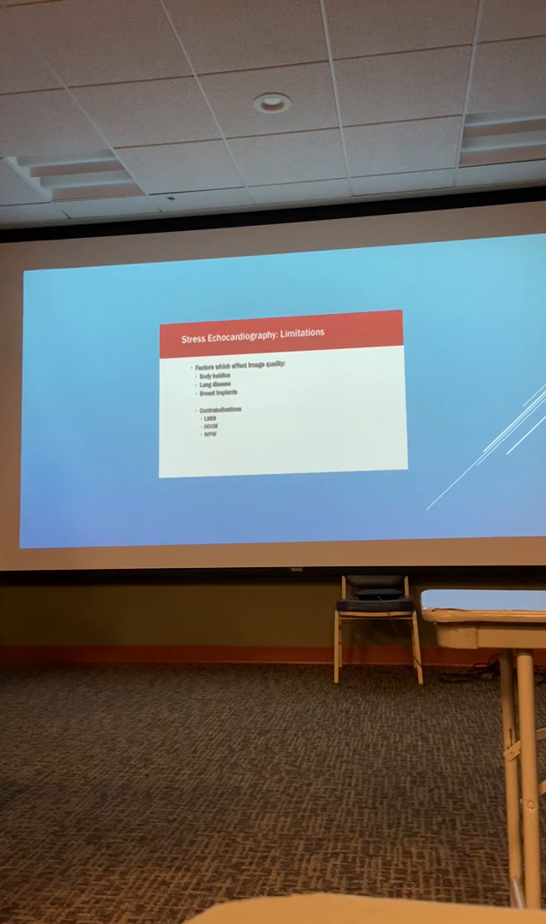Limitations for stress echo: body habitus, COPD, ultrasound hates air. So somebody who's hyperinflated, has emphysema, sometimes can be difficult to image. You think a skinny person would be easy to image by ultrasound.